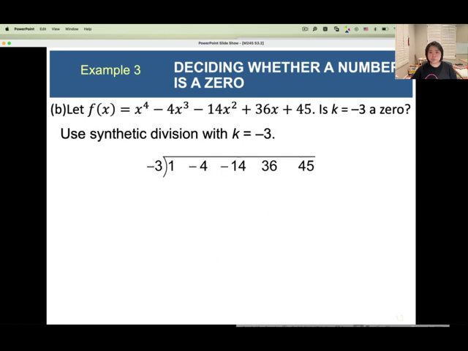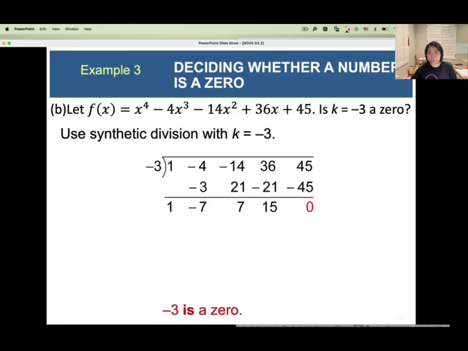Okay, try this one. Use synthetic division. Try your work. Oh, that's equal to 0. So f of negative 3 equals 0. So negative 3 is a zero, or is a solution of this function.